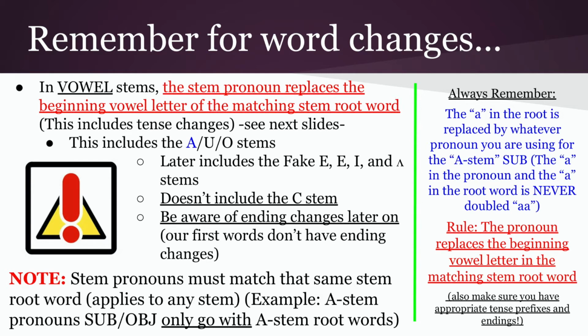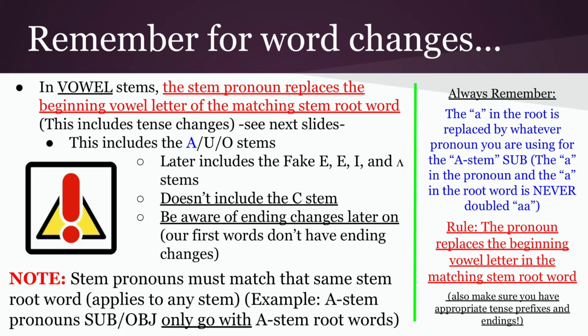All right, so important to remember, in vowel stems, which the A stem is a vowel stem, the stem pronoun replaces the beginning vowel letter of the matching stem or the matching root word. So I showed you how the pronoun in the A stem for me, ga, replaces the A in atzlun. We use that atzluni to be Caucasian or white. Sample verb to demonstrate how the pronoun replaces the first letter. So this includes the A, the O, the U, the E, and the caret, and also the I. But it doesn't include the C stem.